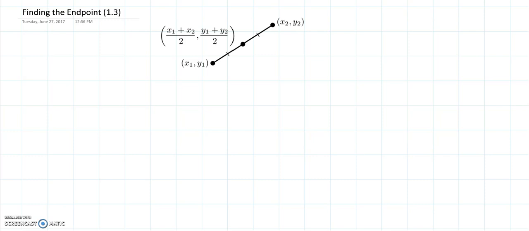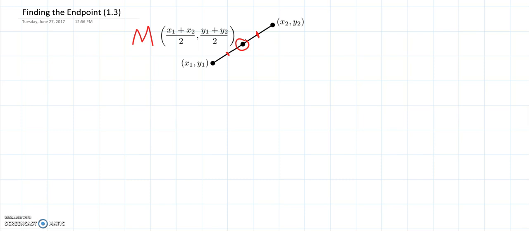You'll notice that we have a line segment drawn here with a point in the middle. This point we know is our midpoint because we see that it has two tick marks, one on each side, showing us that it's two congruent segments on either side of that point. Now, this point we know is equidistant from our endpoints. We are going to call our endpoints x1, y1, and x2, y2. Our midpoint would be found using this formula.